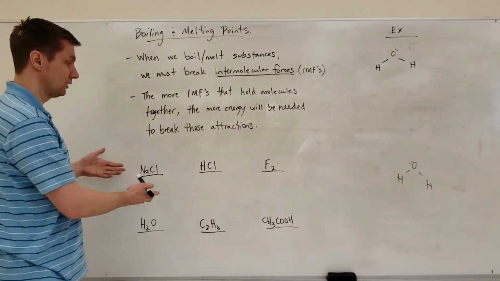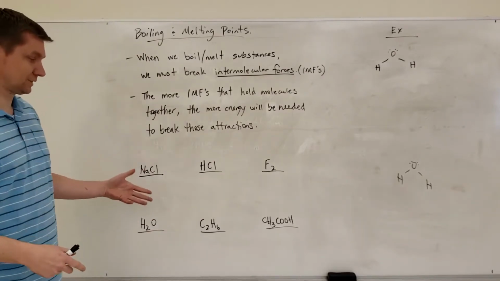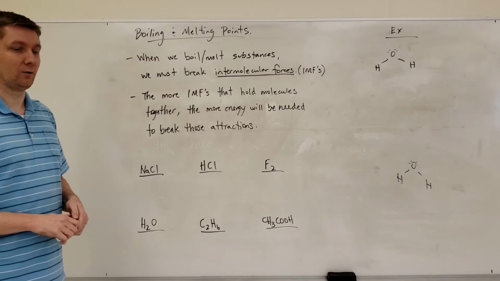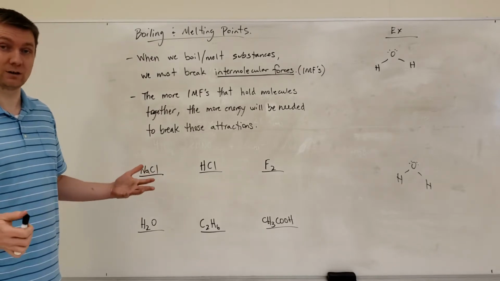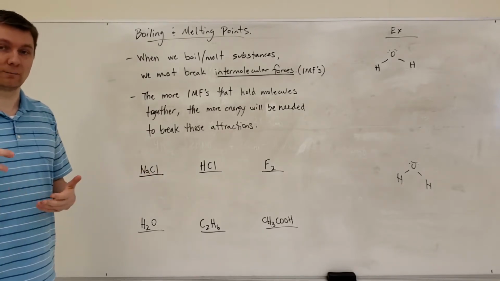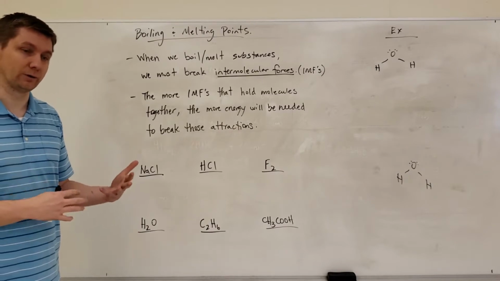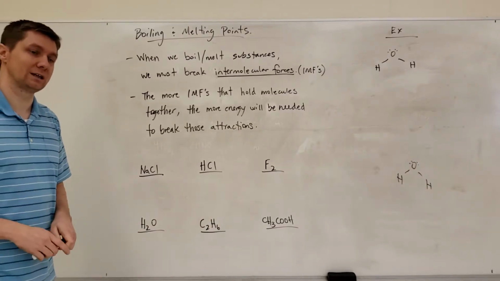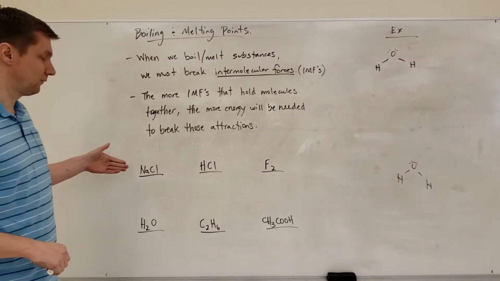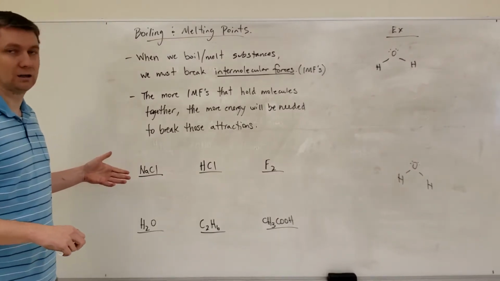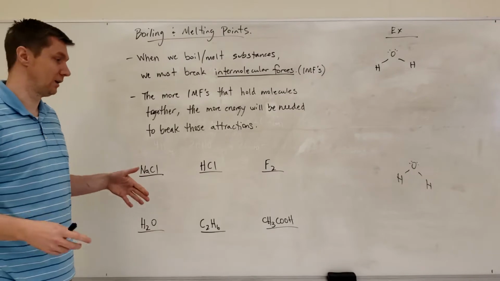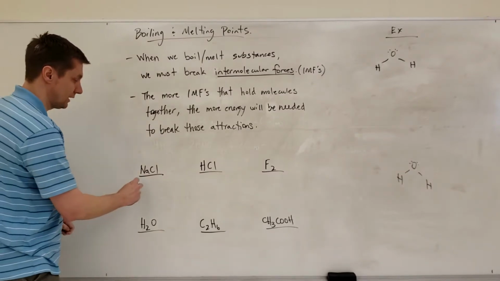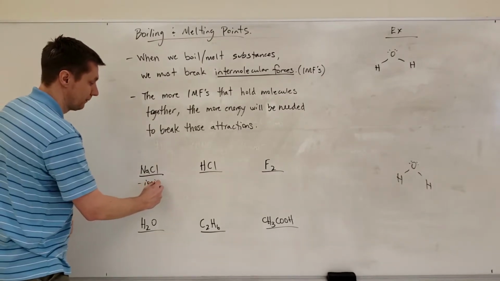So if we take a look at this example right here, I've got 6 substances, and I don't have boiling points for them listed on the board, but I do want to rank them from highest boiling point to lowest boiling point. So the first thing that you want to look for when you're given a list like this is a substance that is ionic, if there is one. And for this one right here, this guy is an ionic compound.